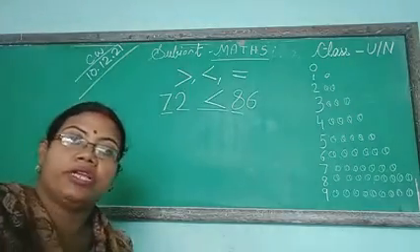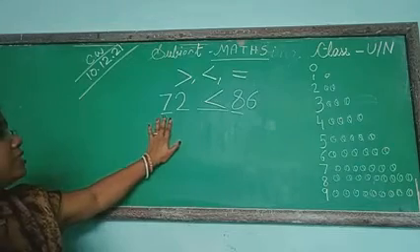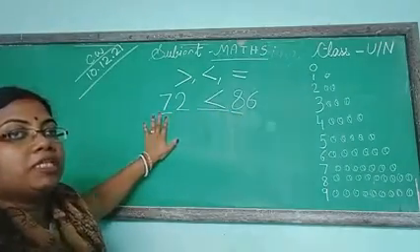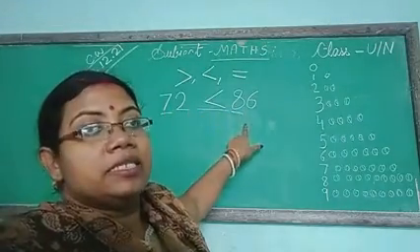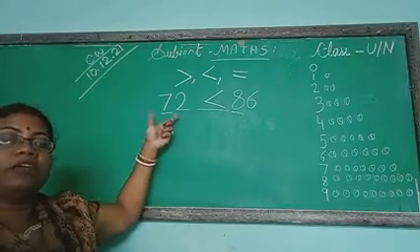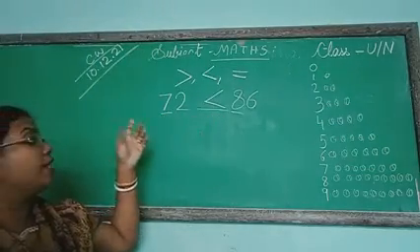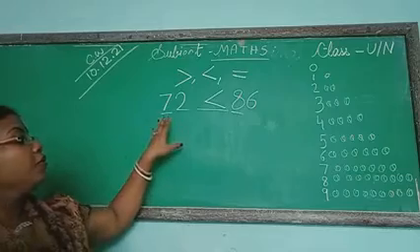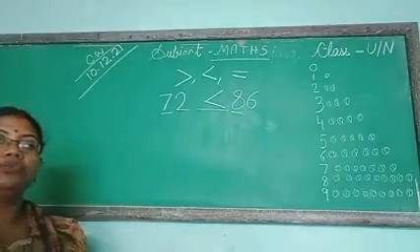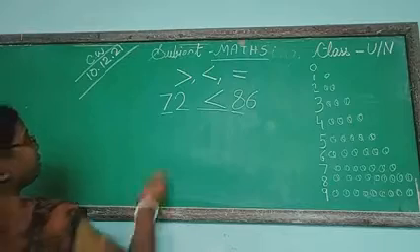Now how will we read? As this is the smaller number, we will read it as 72 is less than 86. You will first see the first number, whether it is bigger or smaller. If it is the small number, you will not read it as 86 is greater than 72. No, that is wrong. You will say 72 is less than 86. This is the correct one. See the next one.